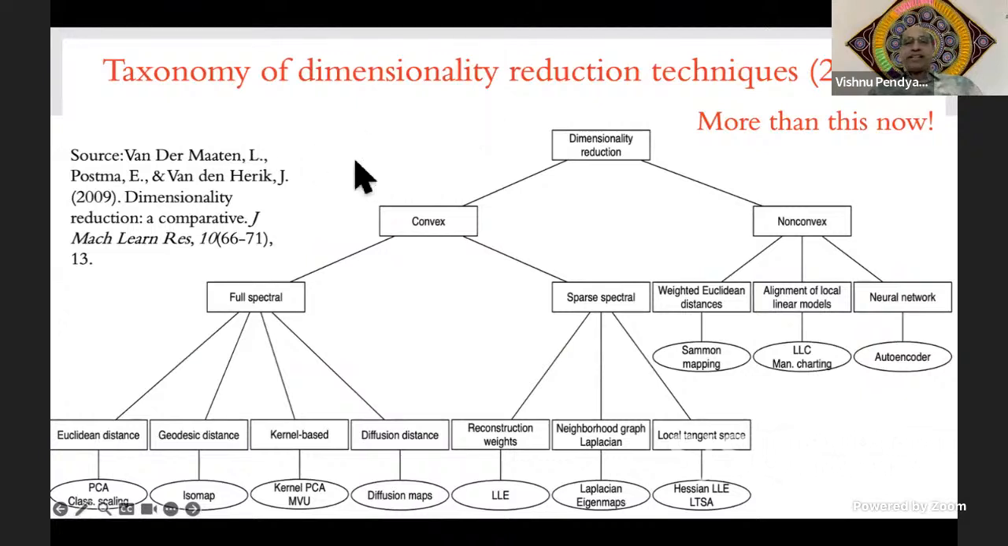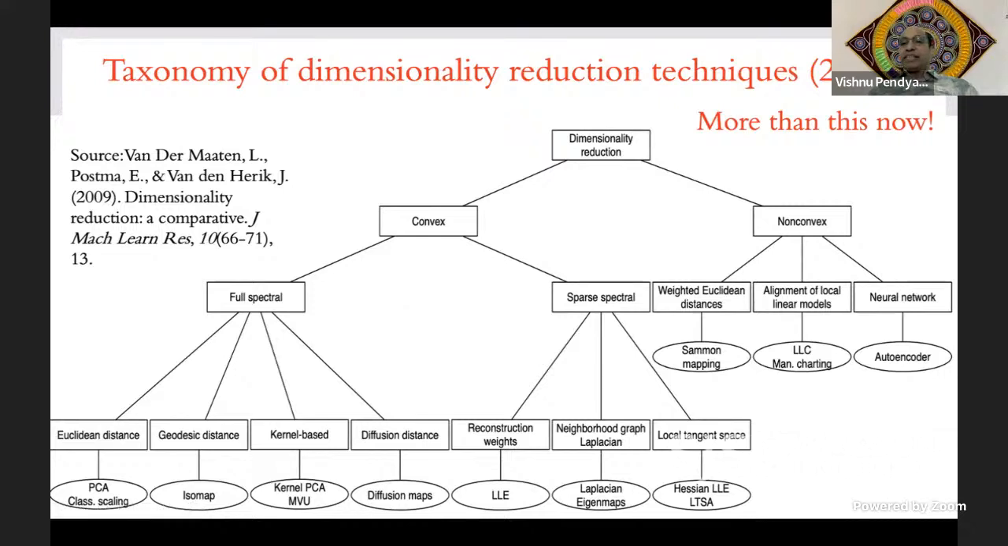So there's a whole taxonomy of dimensionality reduction techniques. This paper is from 2009, but there are many more than this. Many more new algorithms have come after this, which it does not capture. So there are 2 classes. One is convex and the other is non-convex algorithms. In convex, there is spectral, which uses Eigen decomposition, and non-spectral or sparse spectral, which use different kinds of methods. So you can see the distances used. As you can see, ISOMAP uses geodesic, and Kernel PCA uses kernel-based distance, and so on and so forth. So there are multiple classes of algorithms for dimensionality reduction.